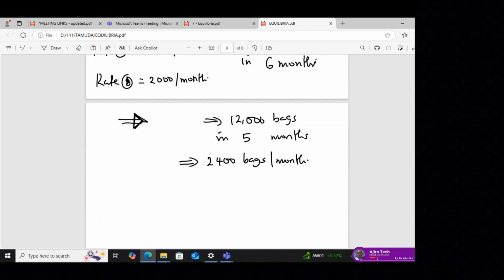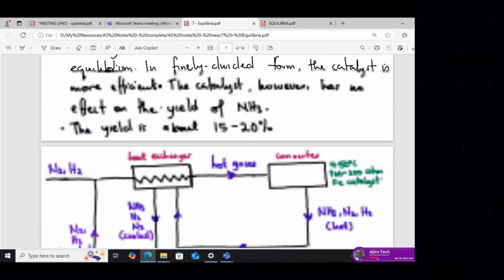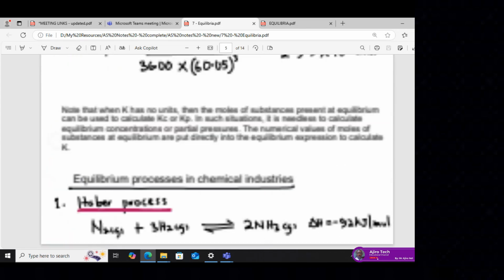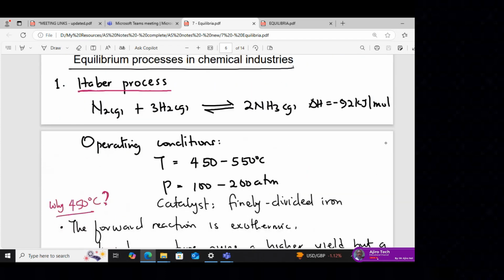So we were talking about the Haber process and the contact process. Now we are talking about the Haber process. We said this is the Haber process. It's for the manufacture of ammonia.